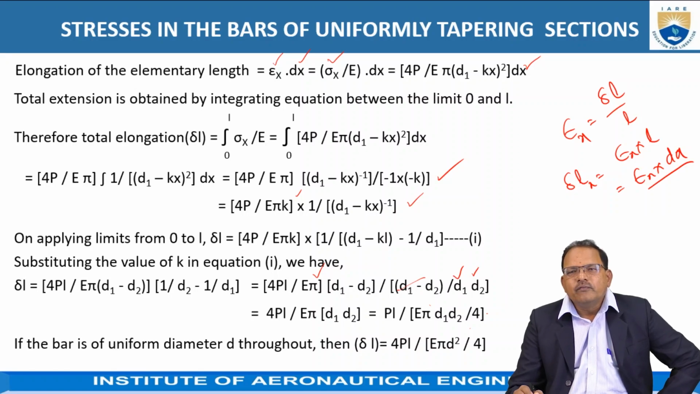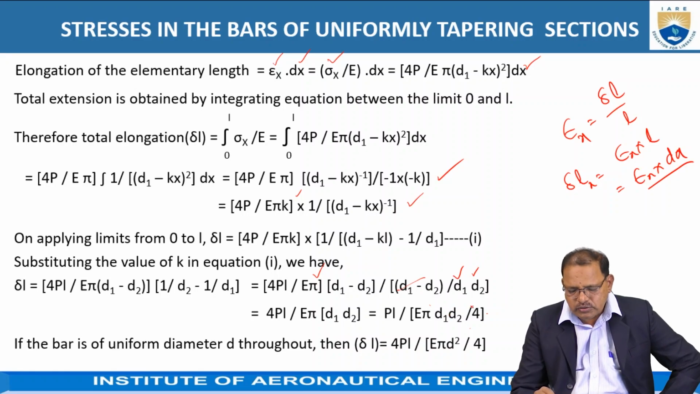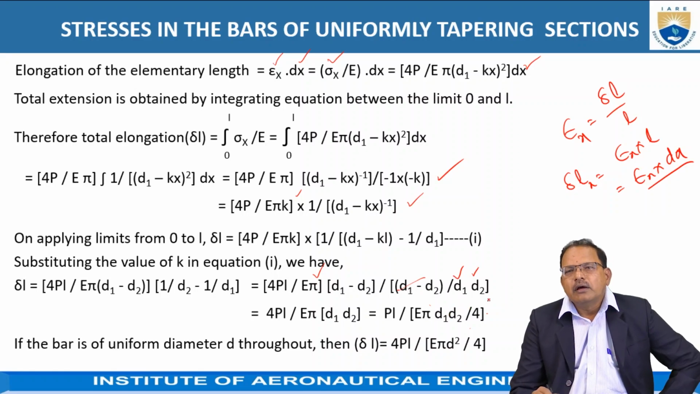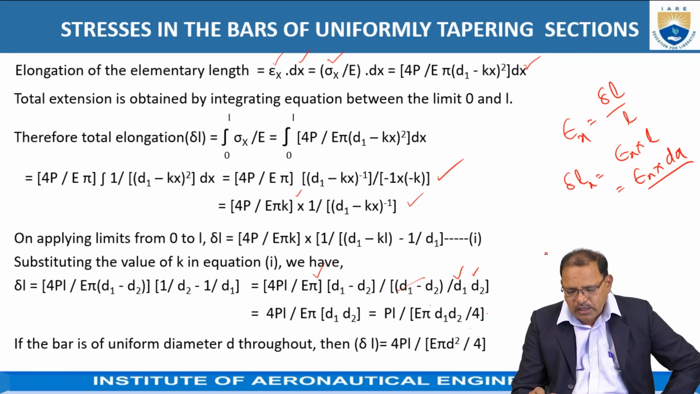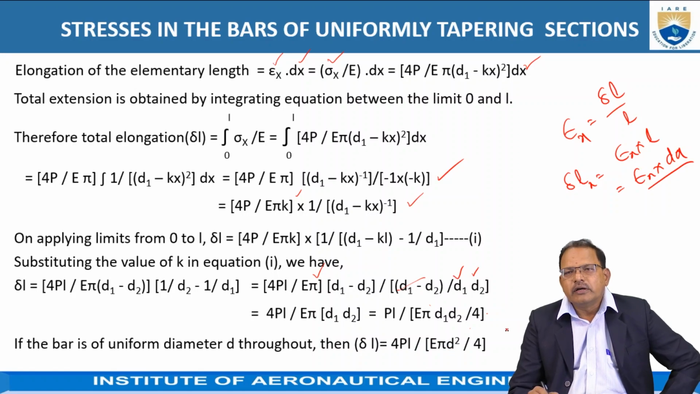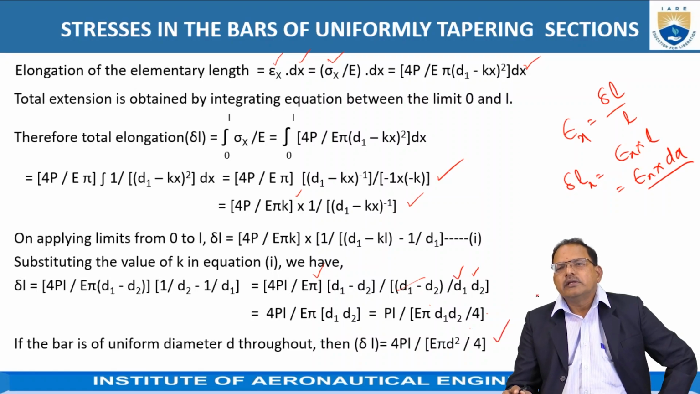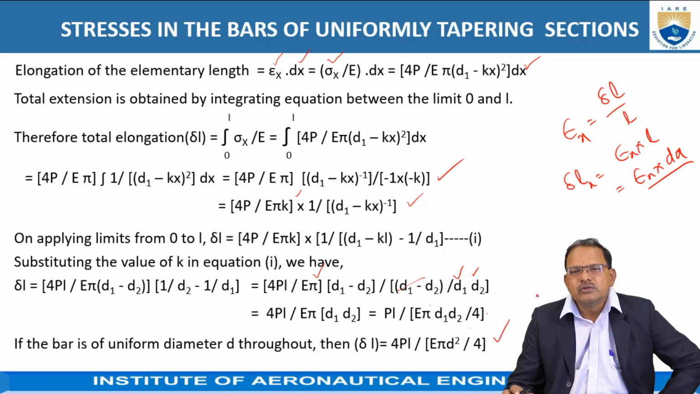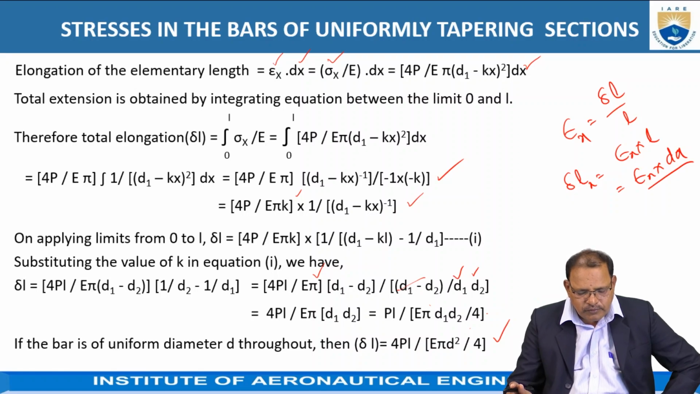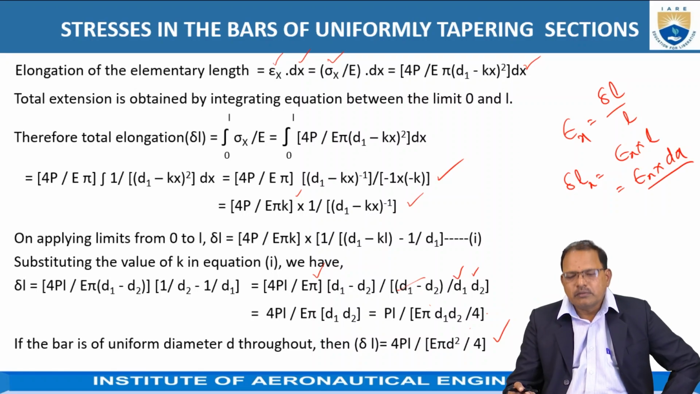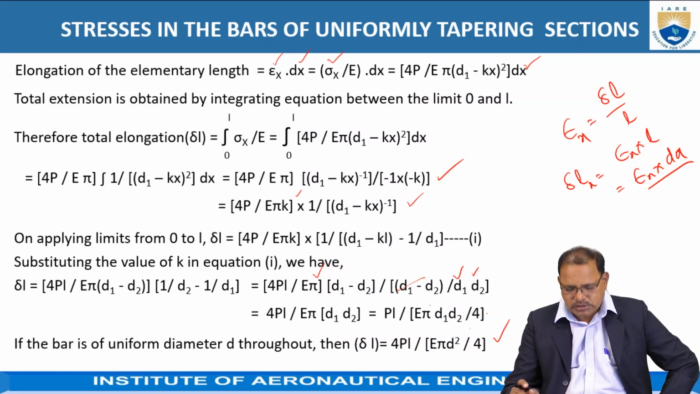If it is having uniform diameter, that is d1 is equal to d2, substitute d1 equal to d2 equal to D, assuming it is the diameter of the uniform bar. Finally we get PL divided by E into pi D square divided by 4. This is nothing but the general equation we used earlier for the determination of elongation produced in a bar of uniform cross section.